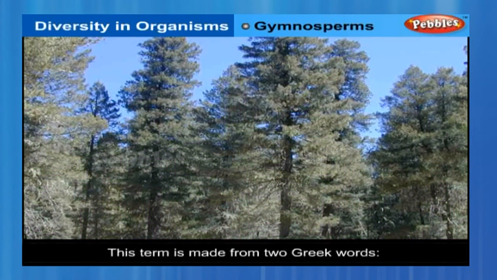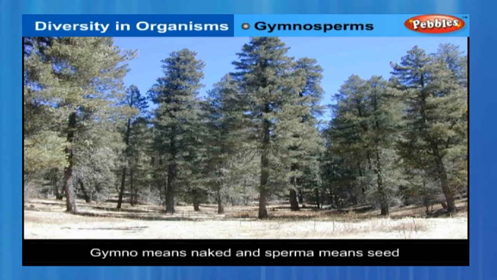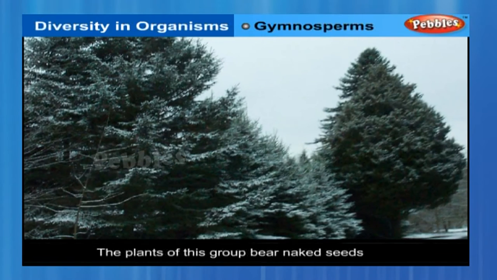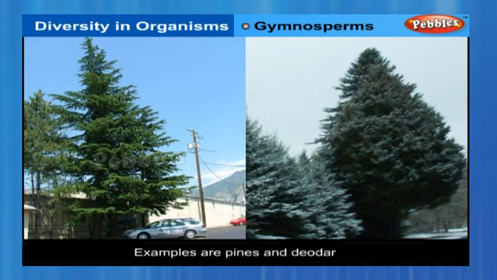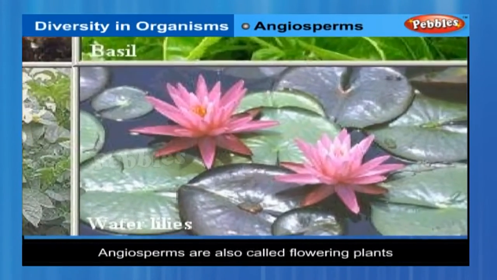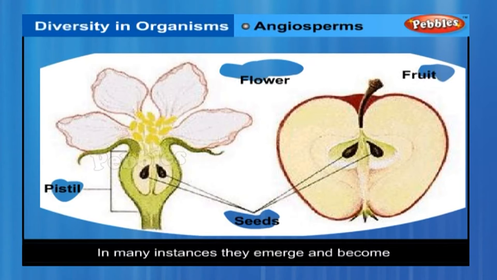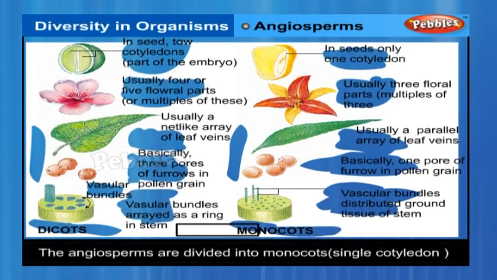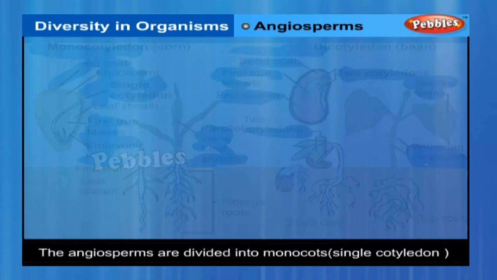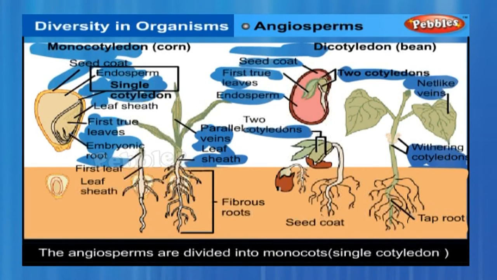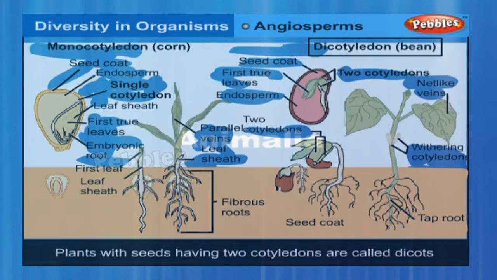Gymnosperms. This term is made from two Greek words. Gymno means naked and sperma means seed. The plants of this group bear naked seeds and are usually perennial, evergreen and woody. Examples are pines and deodar. Angiosperms. Angiosperms are also called flowering plants. Plant embryos in seeds have structures called seed leaves because in many instances they emerge and become green when the seed germinates. The angiosperms are divided into two groups on the basis of the number of cotyledons present in the seed. Plants with seeds having a single cotyledon are called monocotyledonous or monocots. Plants with seeds having two cotyledons are called dicots.